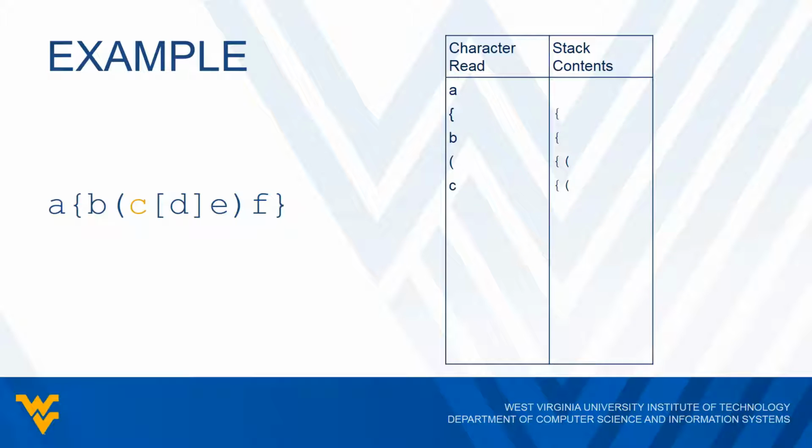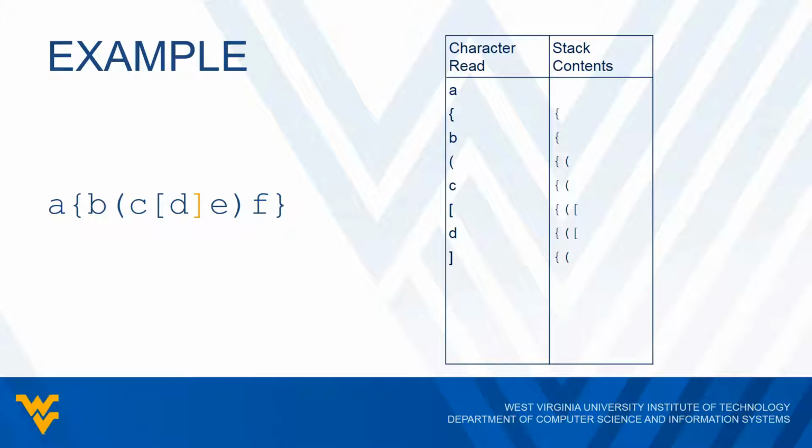We now read the C. It's not one of the symbols, so we don't do anything with the stack. We next read the left square brace, so that is an opening symbol, so we're going to push that onto the stack. So now the left square brace is the top of the stack. We read the D. Once again, it's not any of the symbols, so we don't do anything with our stack. We now read the right square brace. So since this is a closing symbol, we first check to make sure that the stack is not empty. It's not empty, so we're good so far. So then we will pop the stack.